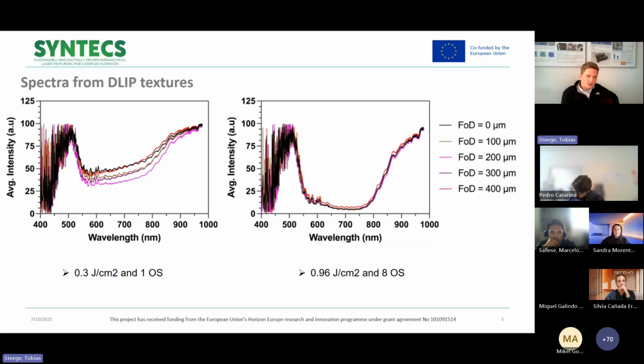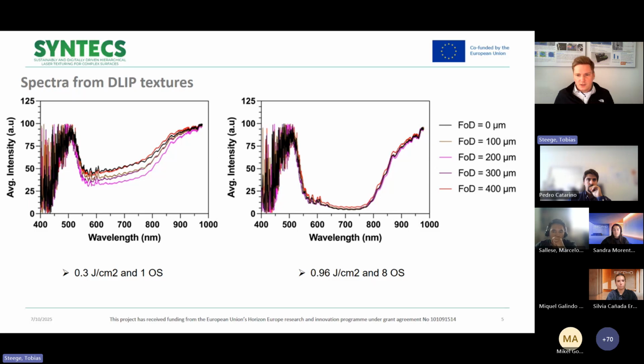So here are some results from the spectrometer for direct laser interference patterning, which is the superimposing of two beams as shown in the presentation before, for two different fluences and of course different overscans to achieve different texture depths. And as you can see, these measurements were done with textures at different working positions, so out of focus and in focus. And you can clearly see there's a difference in the spectrums.